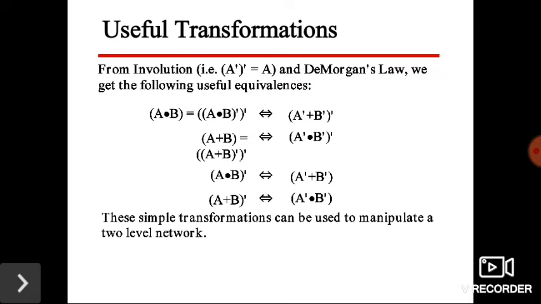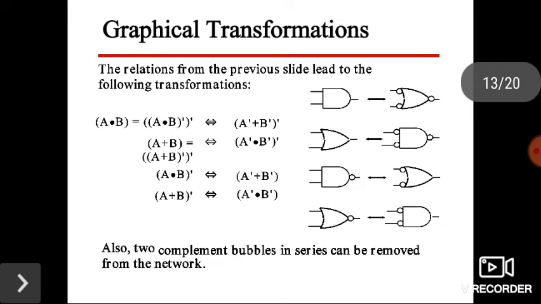These simple transformations can be used to manipulate two-level networks. The relations from the previous slide lead to the following transformations. Same as before, this shows how the gates are transformed into another gate. For the first AND gate, it is transformed into another gate using bubbles, where a bar is denoted as a bubble. Also, bubbles in series can be removed from the network.